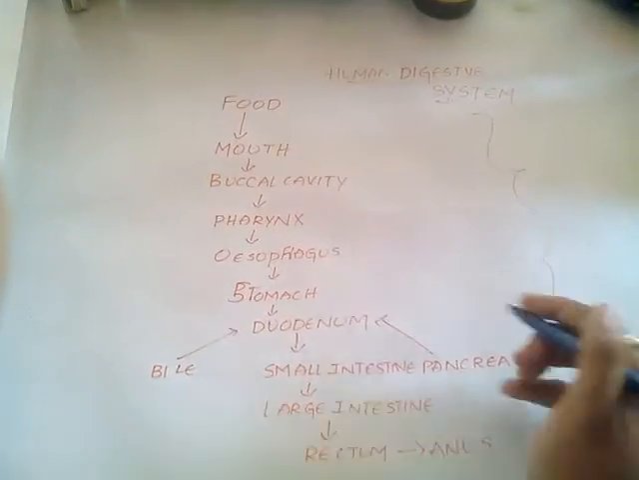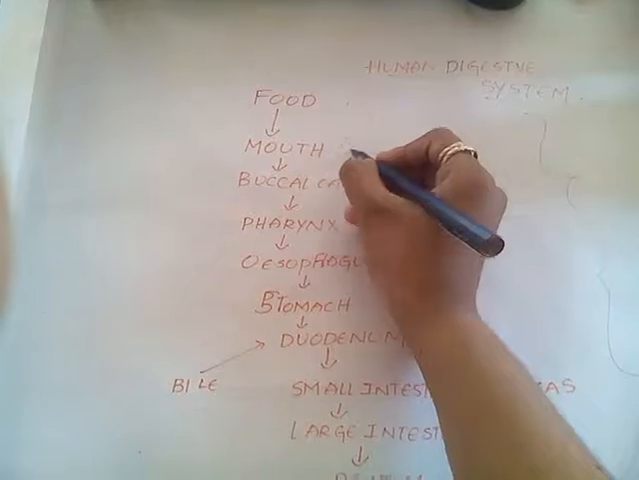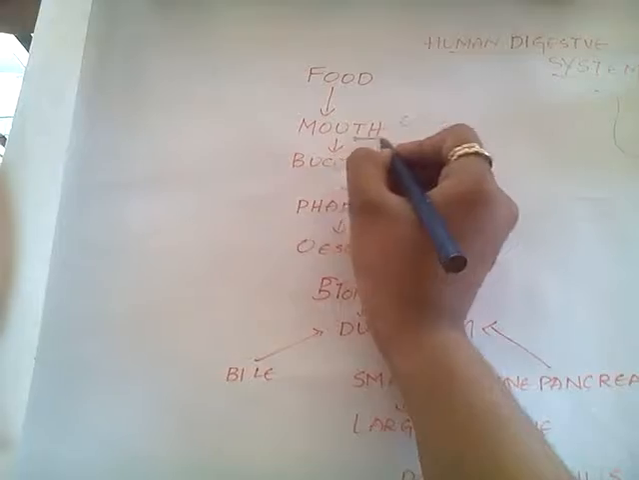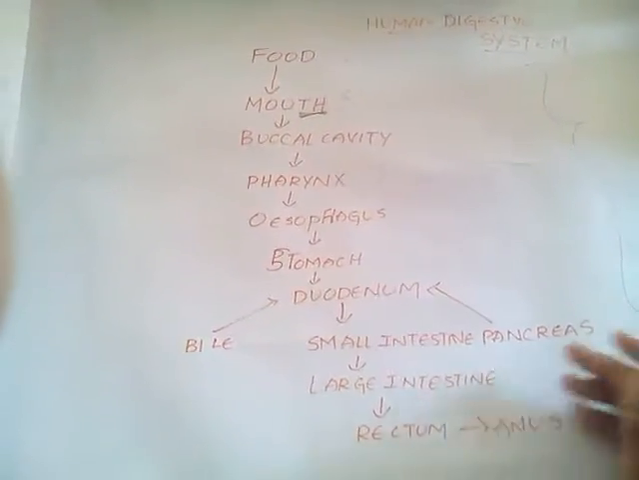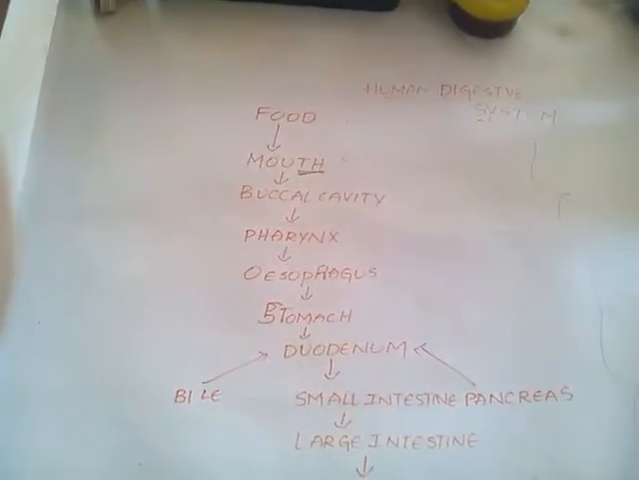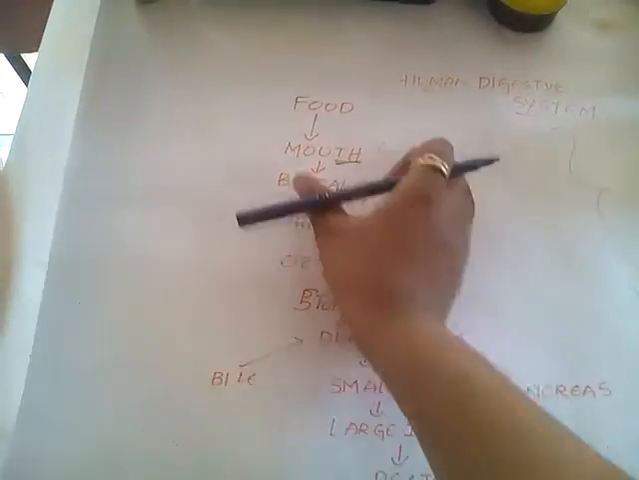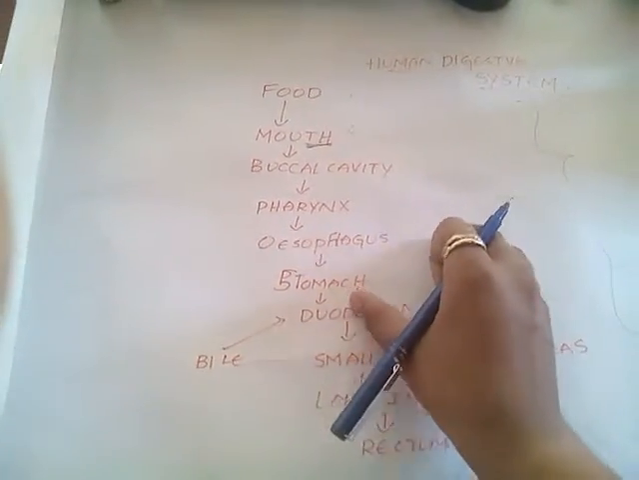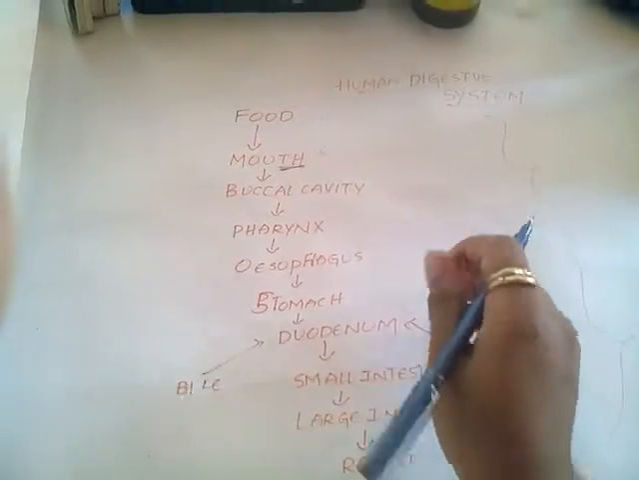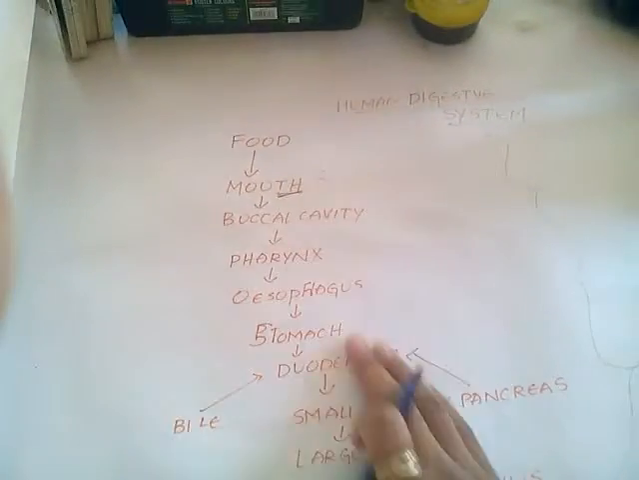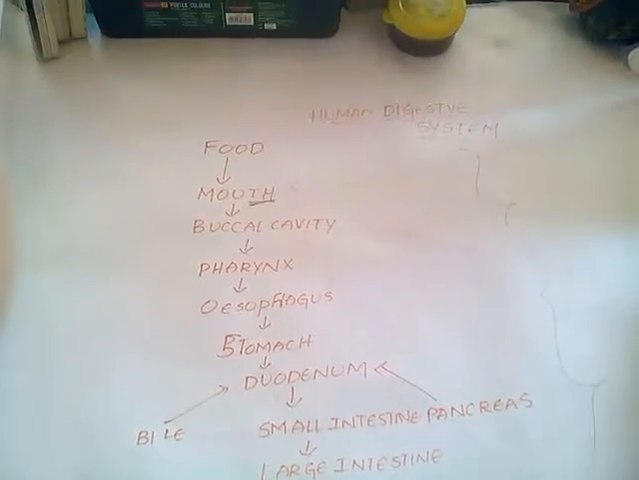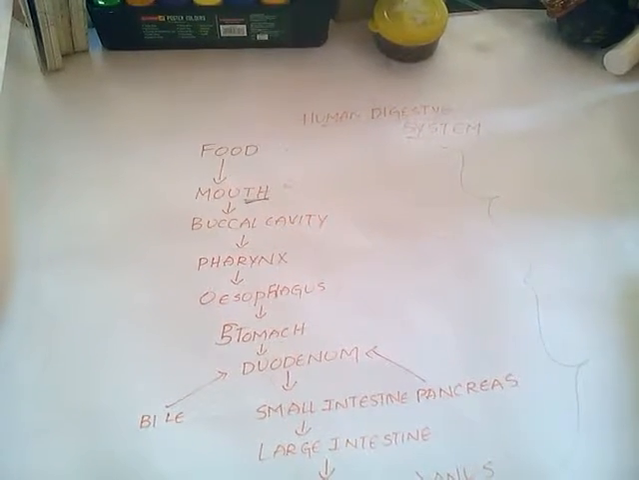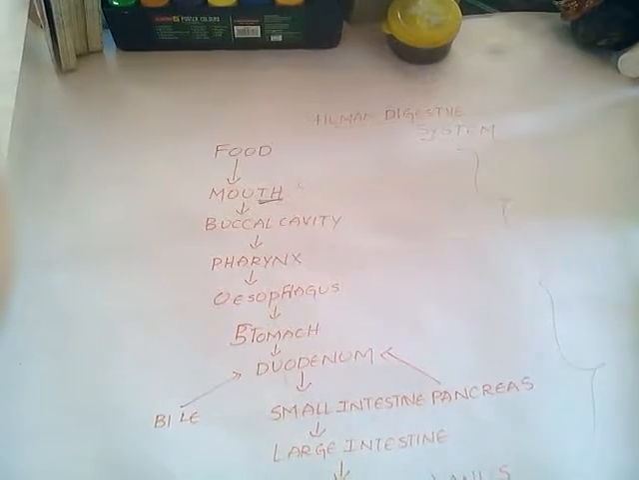So first, when the food enters into our mouth, the mouth has different functions for the digestion of the food. Every part in this alimentary canal performs its function for the digestion of food. In the mouth, food is cut and crushed by the teeth and mixed with saliva to make it wet and slippery, right?